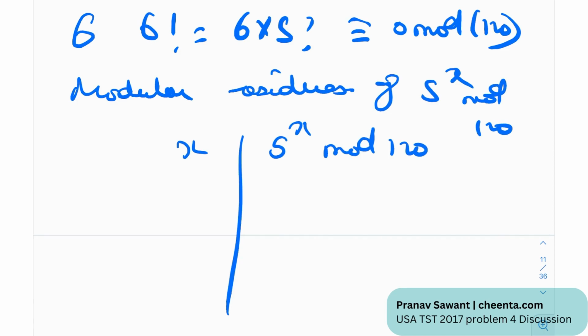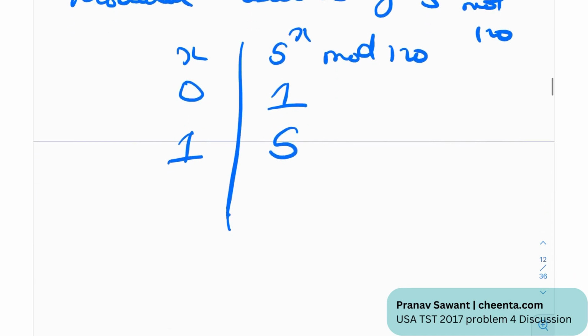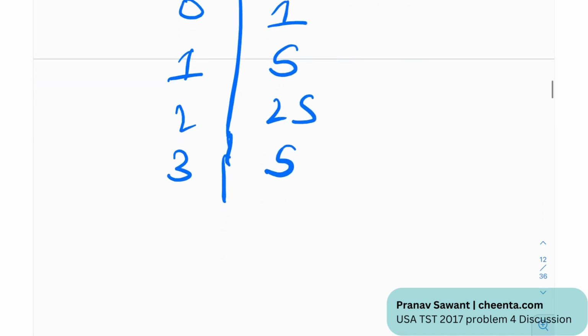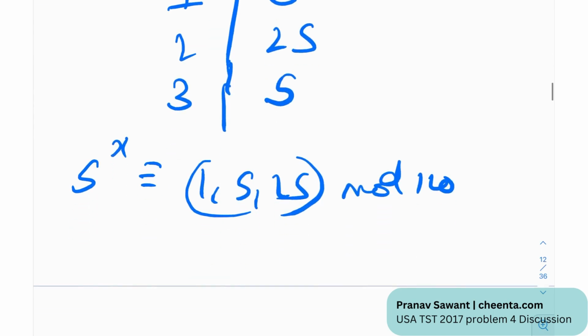And whatever we get over here is the modular residue. So if I put 0, I'll get 1. If I put 1, 5 raised to the power 1 mod 120 is 5. If I put 2, I'll get 25 mod 120, which is 25. If I put 3, I'll get 125 mod 120, which is 5. So 5 raised to the power x is essentially only 1, 5 and 25 mod 120.